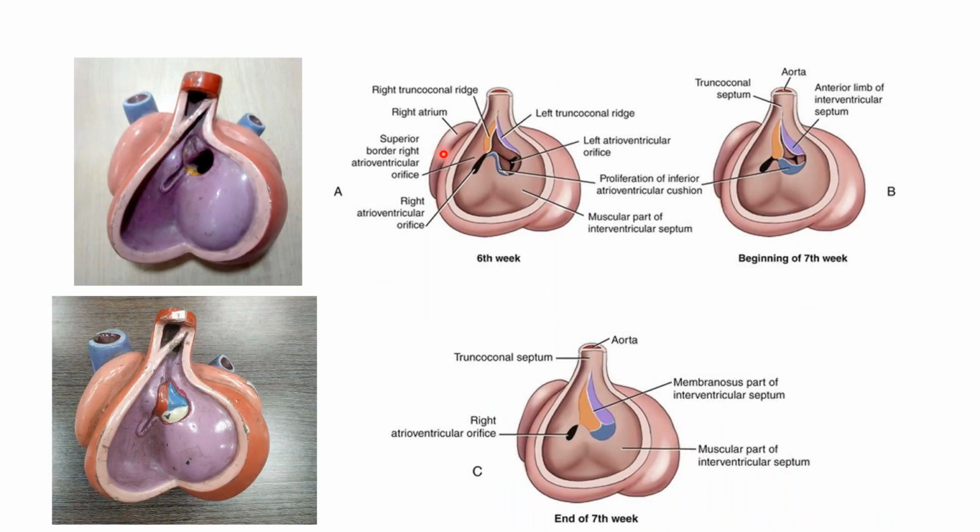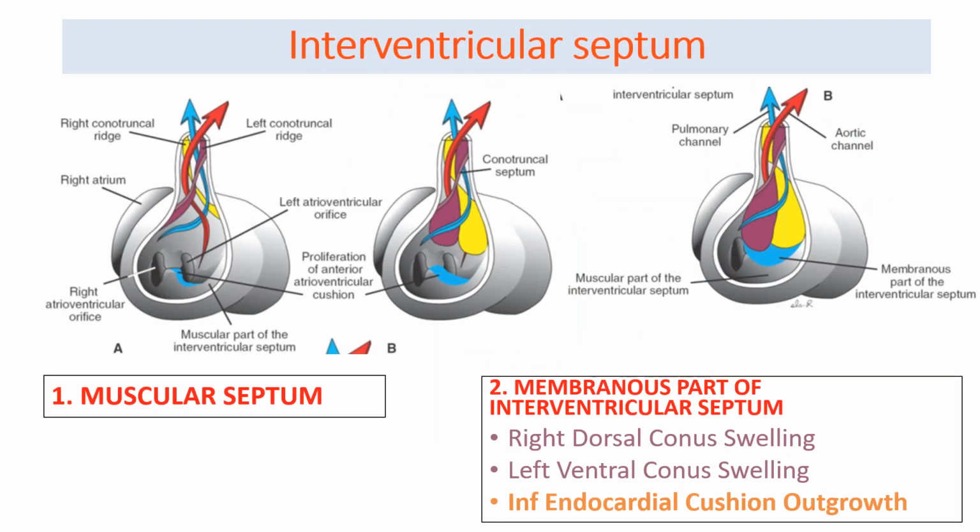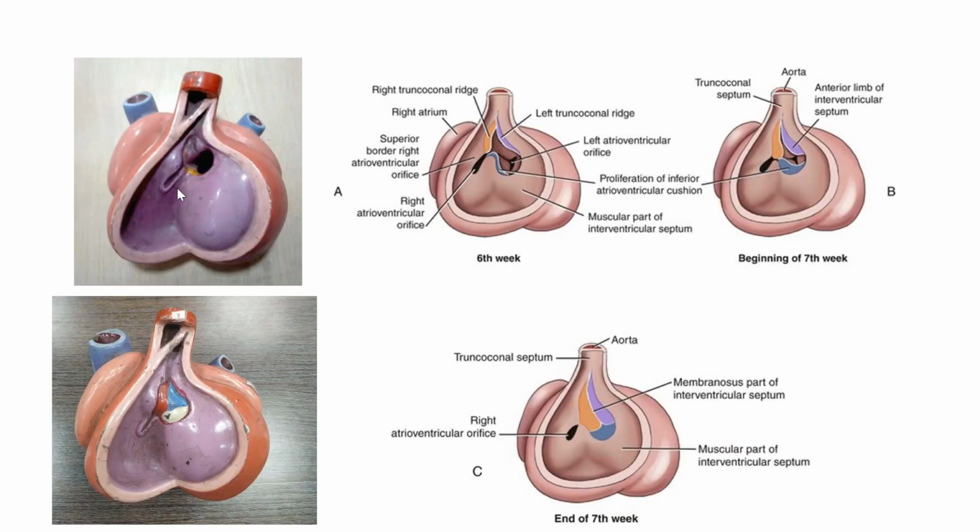Let us see this with the model that we have in our department. Over here, when we saw this fused endocardial cushion, these were the two channels, the right and the left atrioventricular orifice. Over here, we can see this channel. This is the right atrioventricular orifice. And if we pass a probe inside, that will be the left atrioventricular orifice and the right atrioventricular orifice.